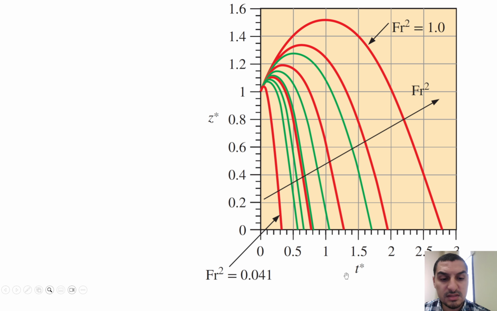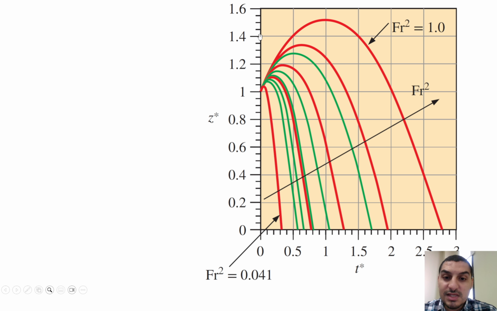So this relates T star to Z star and Froude number square. From this you can see that these are the three parameters in the equation, and we already have some lines. So if you know that, let's say, Froude number is 1 and T star is 1.5, then you know that Z star is 1.4.